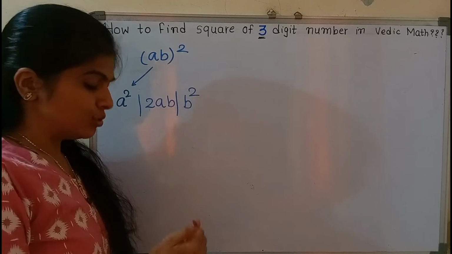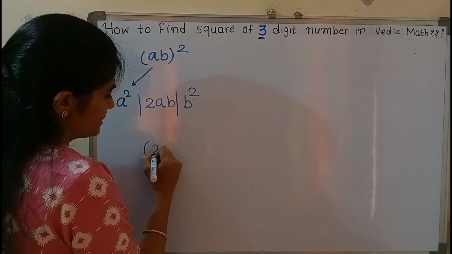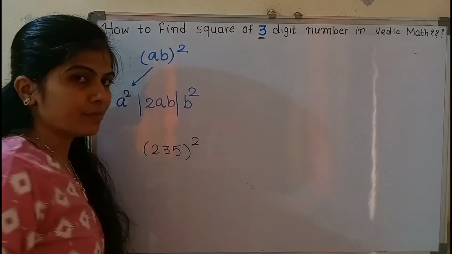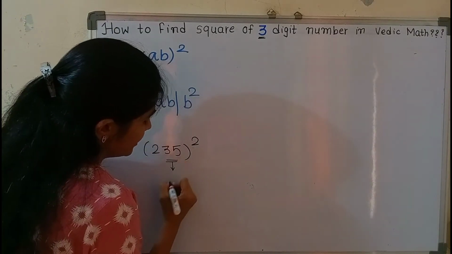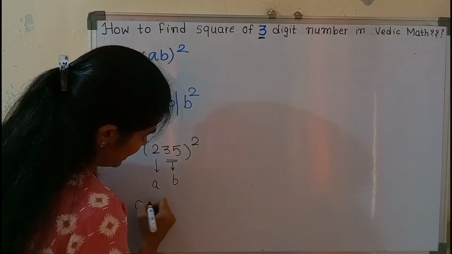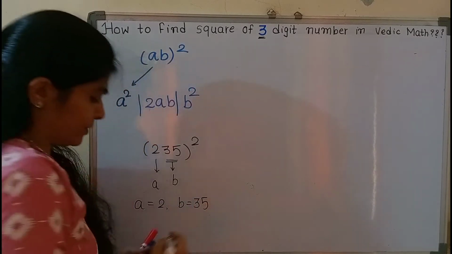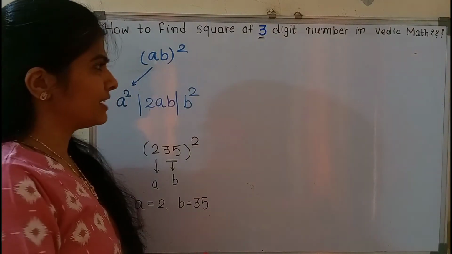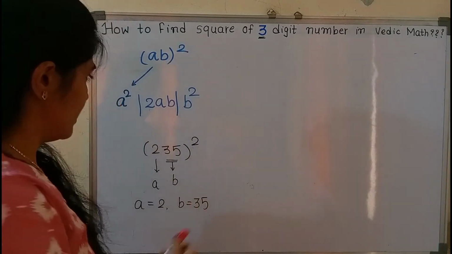Here also we need to do the same procedure. Let's say the number is 235. Now friends, it is a three-digit number, right? So what I can do is consider 35 as one digit. So this will become my B and this is my A. So my A is equal to 2 and B is equal to 35. The next step is to follow the same procedure, but there are certain changes as compared to two-digit numbers, which I will explain in the following method.